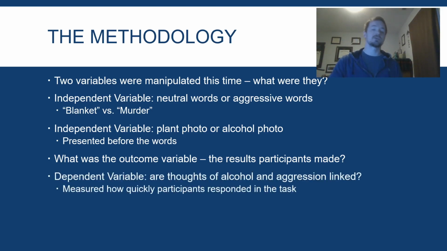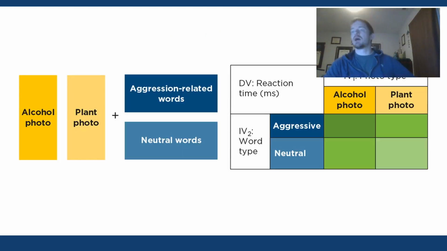The outcome variable is going to be essentially how quickly they respond, the reaction time in this particular task. So here is the 2x2 table. Even though we're not making groups this time, this is an actual experimental design where we have two independent variables that we can manipulate in both. We can see that there are 4 different circumstances: we can show an alcoholic photo and then have them discern an aggressive word versus a non-word.